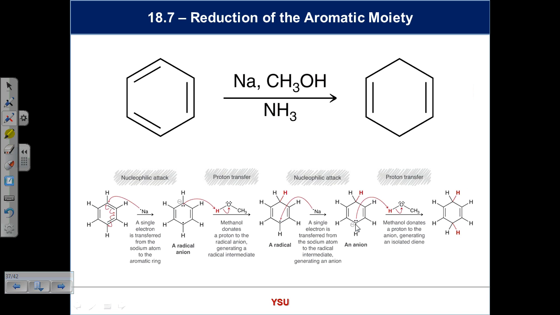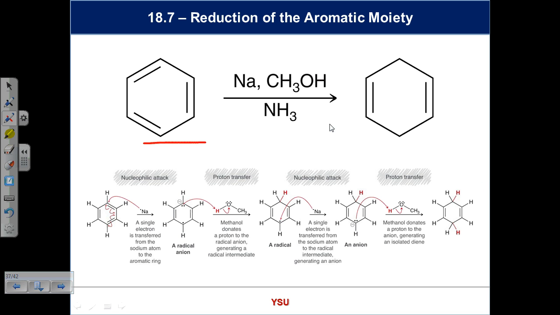Well, this one is a bit different. I'm going to show the mechanism. I'll tell you, don't worry about repeating this mechanism. Okay? It's a reaction that looks particularly horrible to run.